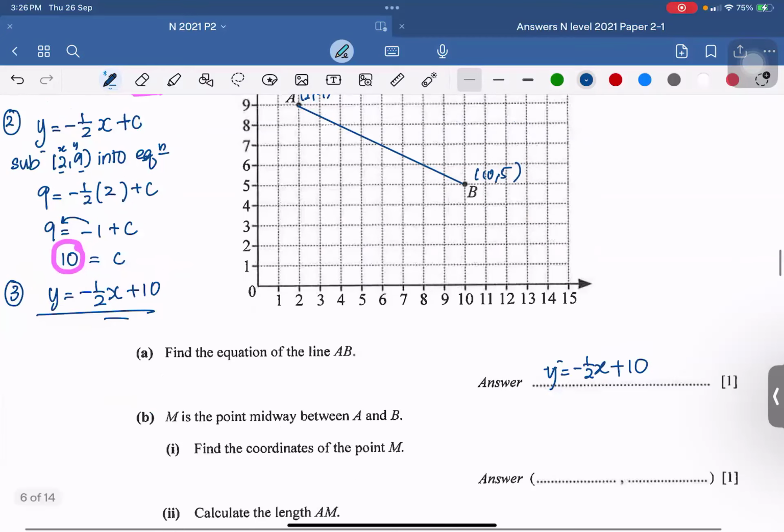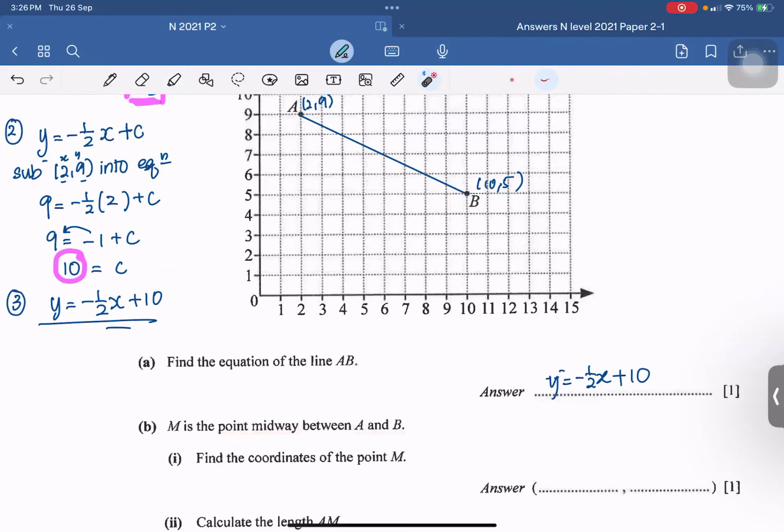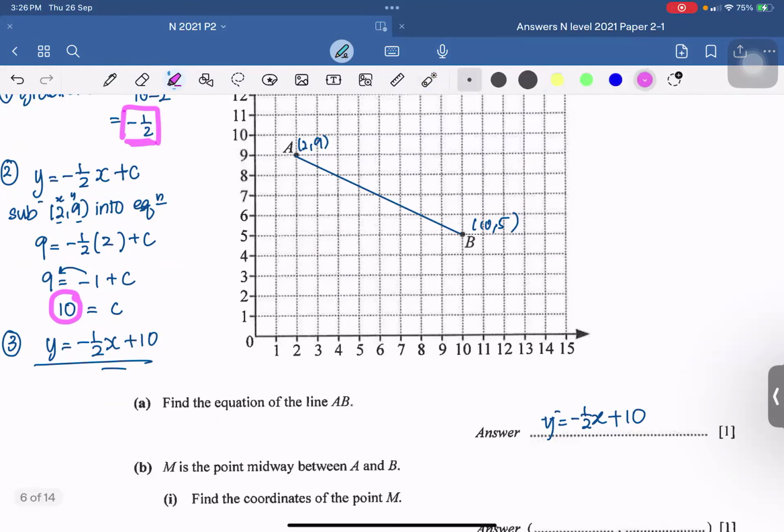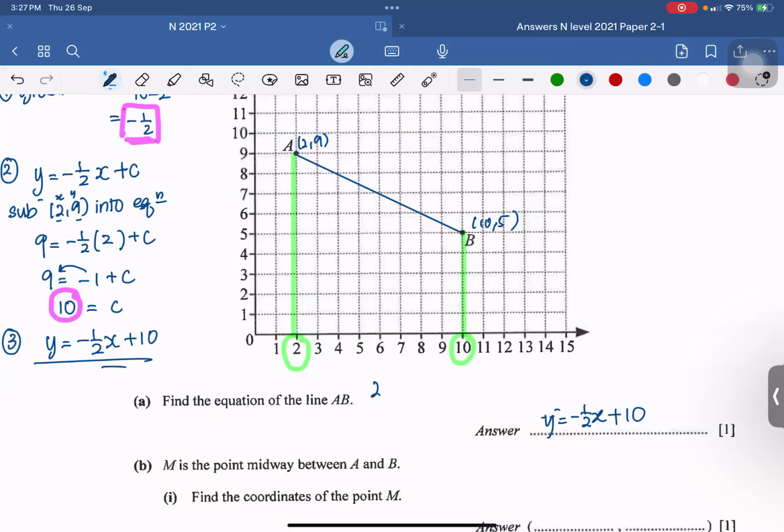They say M is the point midway between A and B. That means it's half of A and B. Let's look at our x coordinate first. The x coordinate for A is 2. The x coordinate for B is 10. How do we find the number in the middle? Add together, divide by 2. So 2 plus 10 is 12. 12 divided by 2, in the middle it will become 6. So my x is actually 6.